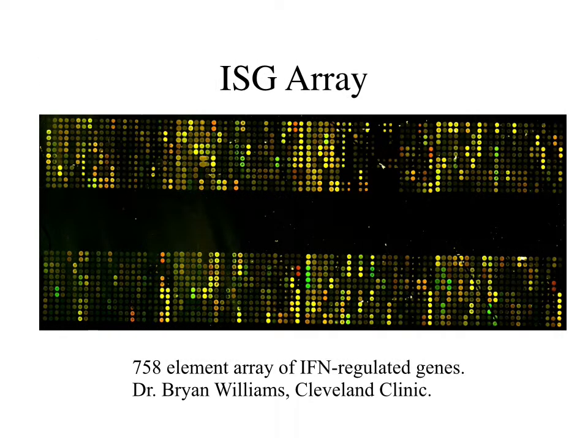Until the advent of DNA microarrays, it was thought that there were perhaps 30 to 40 ISGs, a small number of which were thought to have antiviral proteins. Now we know that there are hundreds of IFN-regulated genes, many of which are repressed or downregulated by IFN, and you can see an example of one of those arrays on the slide.